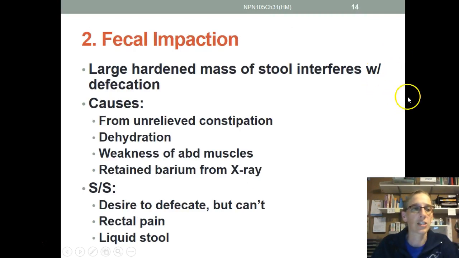All right, fecal impaction. This is what I talked about earlier. A large hardened mass of stool that interferes with defecation. Causes can be from unrelieved constipation, dehydration, weakness of the abdominal muscles. We can't push that stool through. Retained barium from an x-ray. Signs and symptoms would be the desire to defecate, but they can't. Rectal pain or liquid stools. So they can have this impaction and still have bowel movements.